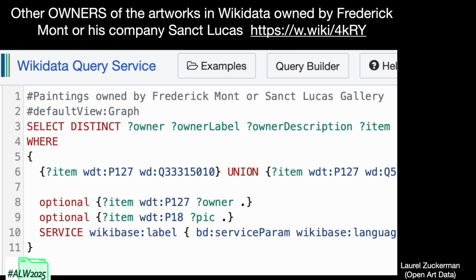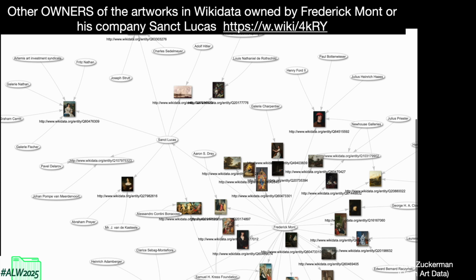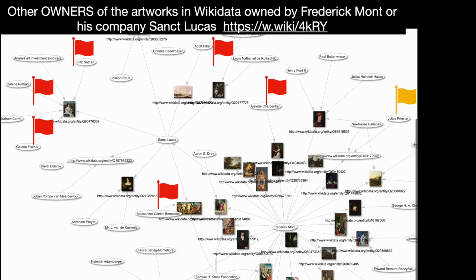Very simple query, owned by either Frederick Mott or St. Lucas, and it will give us this kind of graph. And what's interesting here is to go further and see when we see the names of the owners attached to these artworks, who are they? What are they in relationship to the Holocaust? And so here you can see red flags mark red flag names, and the yellow flag marks the victim.